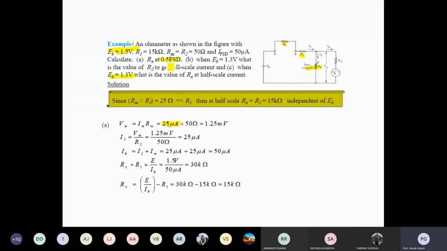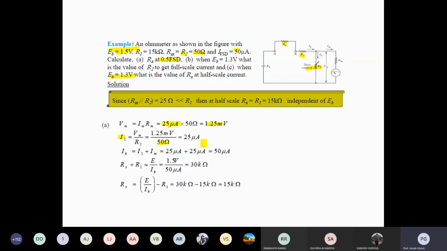In the first case it is 0.5 FSD. If FSD is 50 microampere, then 0.5 FSD is 25 microampere into Rm, and Rm is 50 ohm. So your Vm is 1.25 millivolt. What is the value of I2? I2 is passing through this path. I2 equals Vm by R2, and R2 is given as 50 ohm. So it is coming 25 microampere.